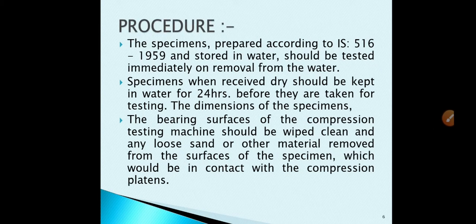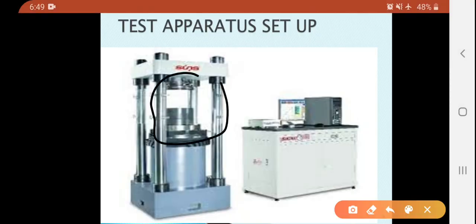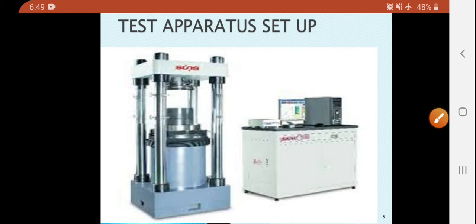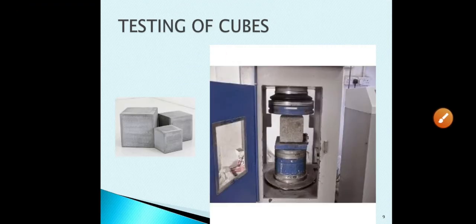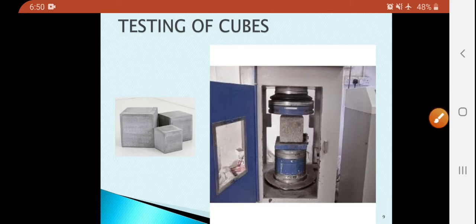Next one, the bearing surface of the compression testing machine should be wiped. In the next slide we can see the bearing surface of the compression testing machine. This we can see in our college laboratory. Here we should place the mold. The surface area should be cleanly wiped, because assume if any obstacles are placed over the molds, when we apply the load, it cannot be uniformly distributed. So to avoid that, the surface area should be very clean.